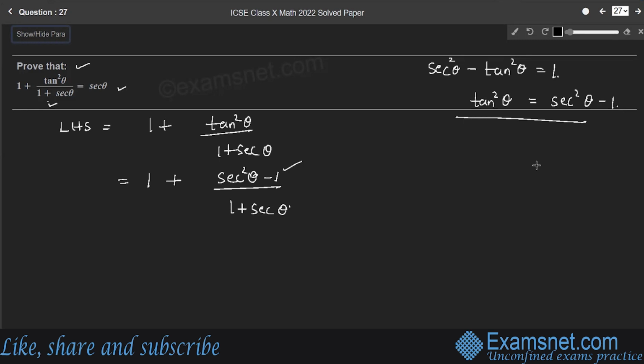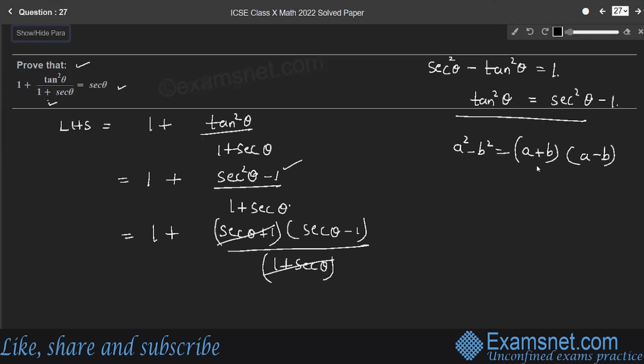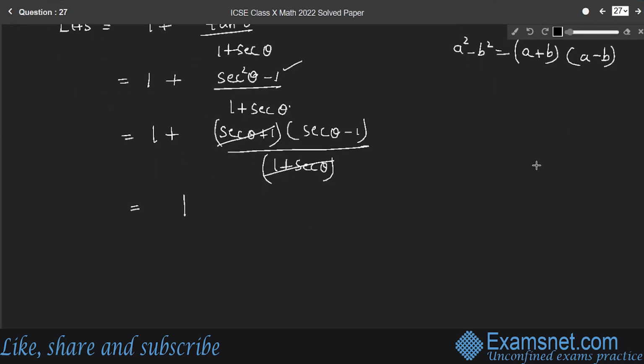Right? So this numerator part, secant square theta minus 1, is in the form of a square minus b square, which is a plus b into a minus b. Therefore, the numerator will be secant theta plus 1 into secant theta minus 1, whole divided by 1 plus secant theta. We can cancel 1 plus secant theta here. Therefore, the remaining term is secant theta minus 1 plus 1. Here minus 1 plus 1 is 0. Therefore, we have secant theta, which is equal to RHS. Therefore, LHS is equal to RHS.